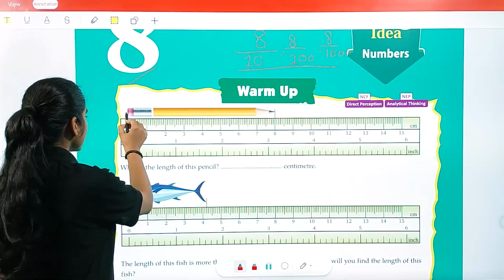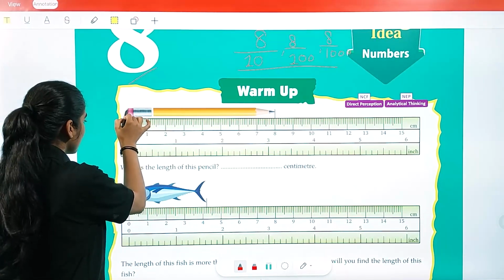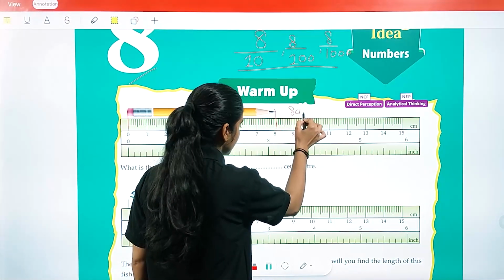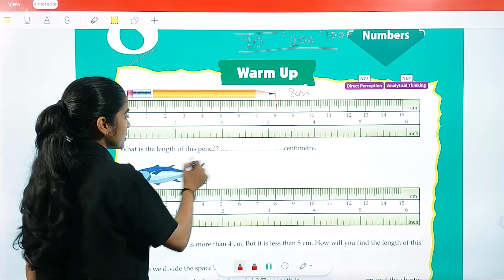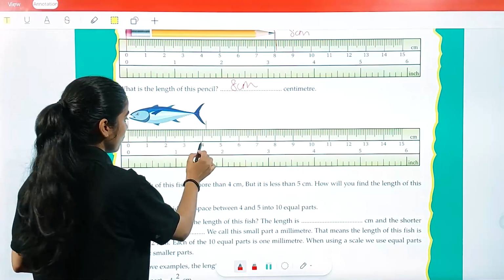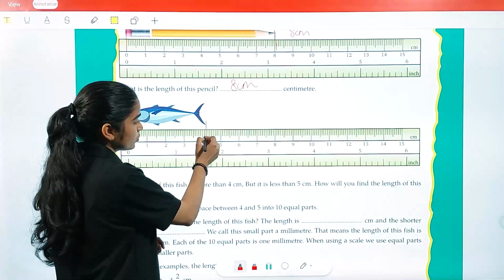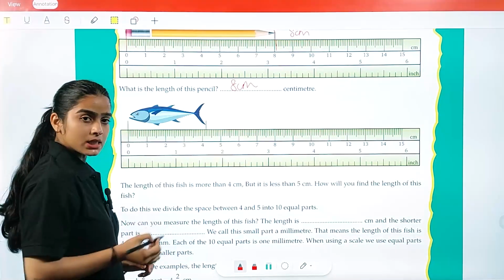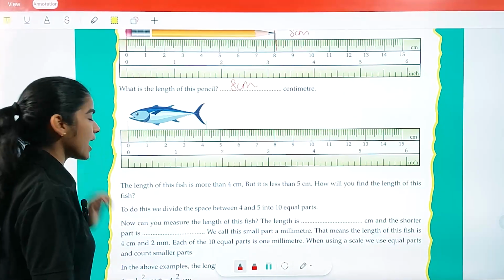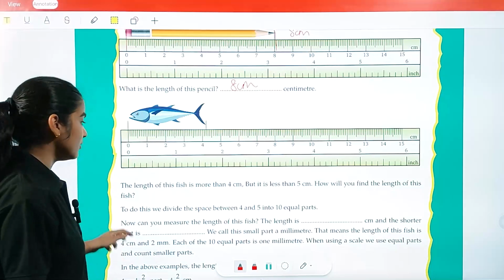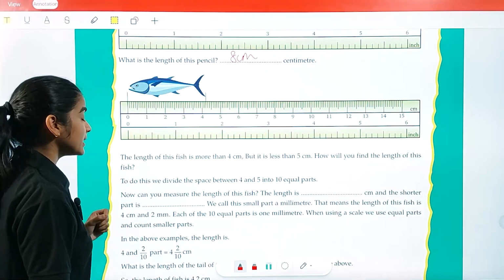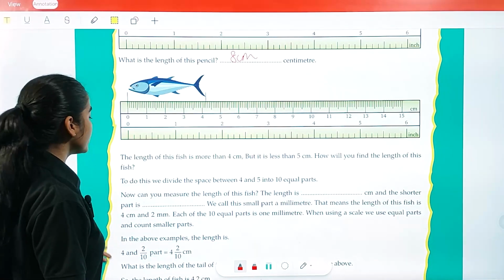So here we have a warm up. This pencil, you have to measure it from 0 and it ends at 8. So this is 8 centimeter. What is the length of this pencil? 8 centimeter. This fish starts from 0 to 4. After 4 it extends 2 points more. So in this case, how do you write its measurement? Here we have a part of our decimal which we have to use. The length of this fish is more than 4 but less than 5. How will you find the length of this fish?